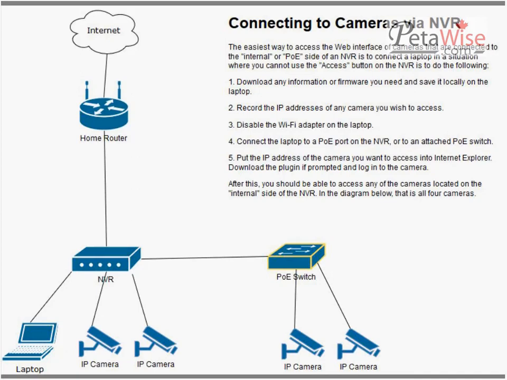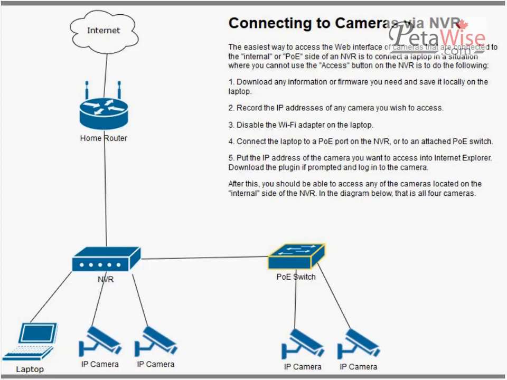So the process we're going to follow is, let's say we need to upgrade the firmware on a camera because for whatever reason it's not connected to the NVR, we can't go through it, and so we need to connect to the camera directly and upgrade the firmware like that. Well, our first step is to download the firmware file locally onto the laptop and save it there, and then record the actual IP address of the camera we want to access.